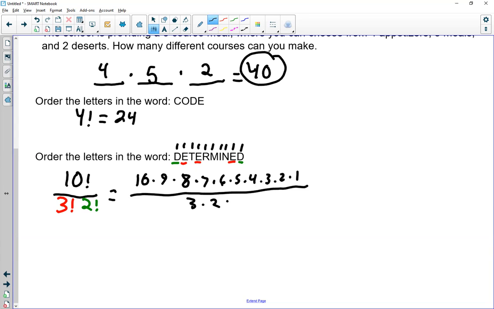3 times 2 times 1 times 2 times 1. So you could just multiply the bottom, multiply the top, reduce it. I like to reduce before I start. So I see 2 and 2, I cancel that out. And I see 3 and 2, I cancel that out with a 6. 10 times 9 times 8 times 7 times 5 times 4 times 3. Just give me the number so then I can just write it out.